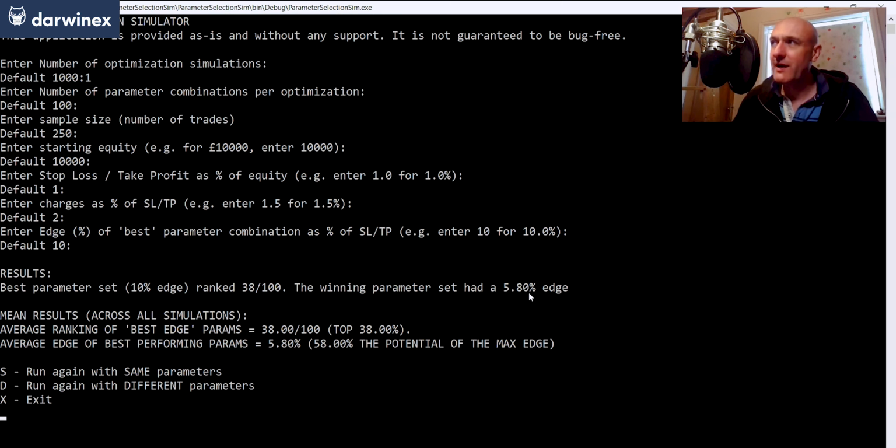So if you think about what that means, it means that if we ran an optimization like this, we would be choosing the parameter set that achieves a 5.8% edge, which isn't great if you think about it. It's only just over 50% of the full potential of the system if we were able to choose a better or the best parameter set.